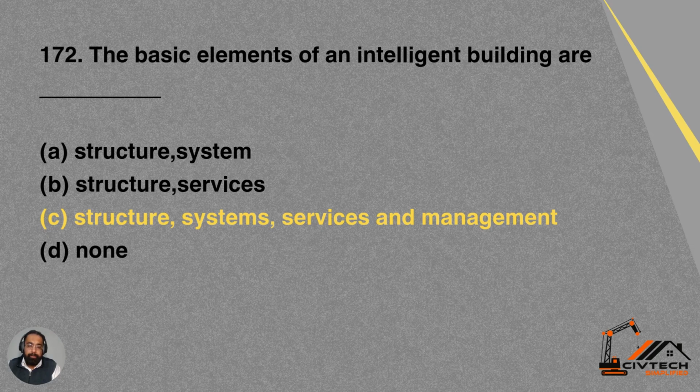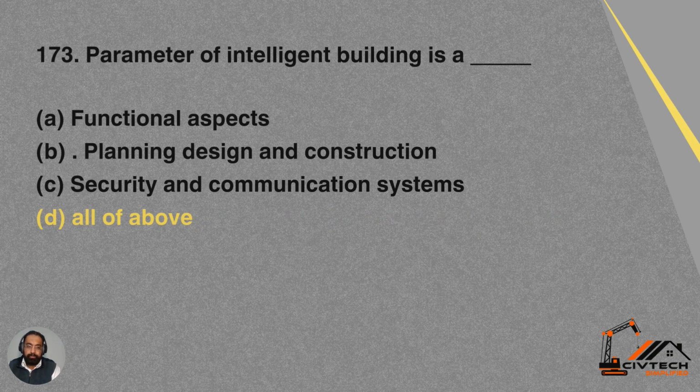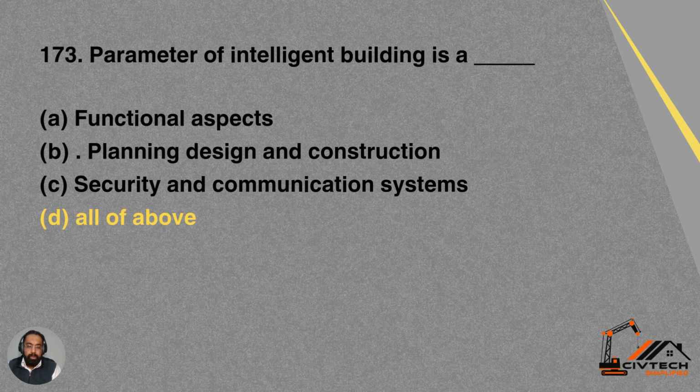172. What are the basic elements of an intelligent building? Option A, structure system. Option B, structure and services. Option C, structure, system, services and management. Option D, none of the above. So yes, C is the correct answer. The basic elements of an intelligent building are its structure, system, services, and management.